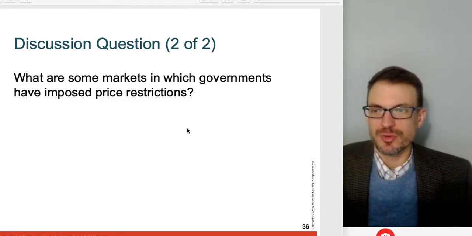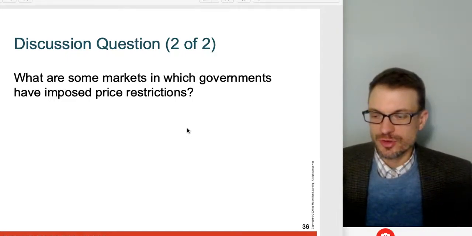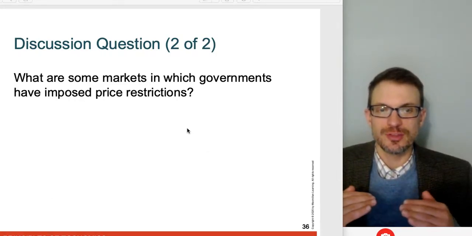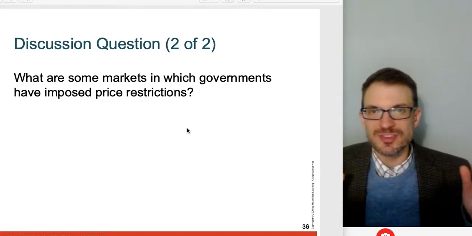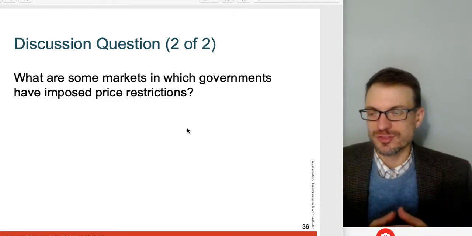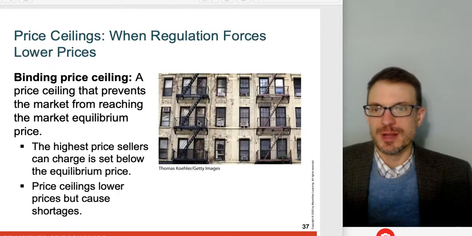What are some markets where governments have imposed price restrictions? The most obvious would be during the pandemic or during other disasters. There are anti-price gouging laws. Those are price ceilings, preventing the prices on necessities from rising more than, say, 10% from what it was before the disaster. A common price floor to think about would be the minimum wage.